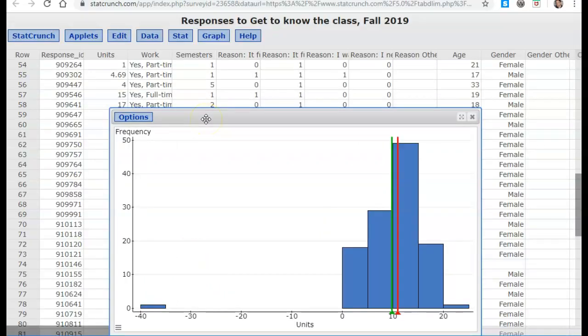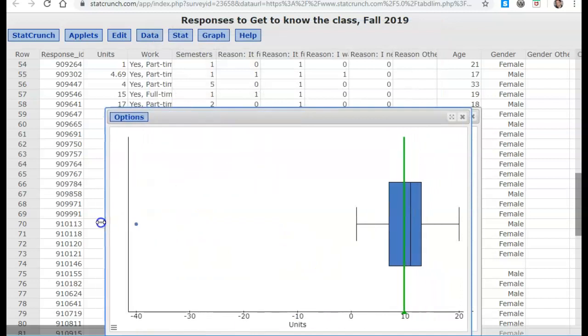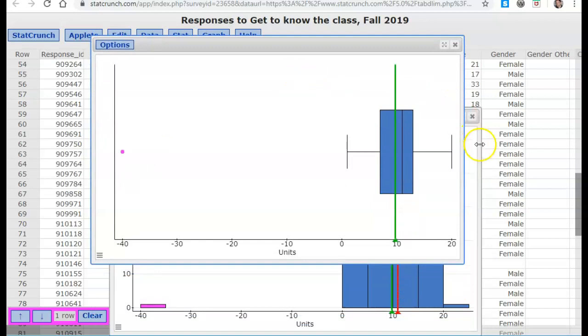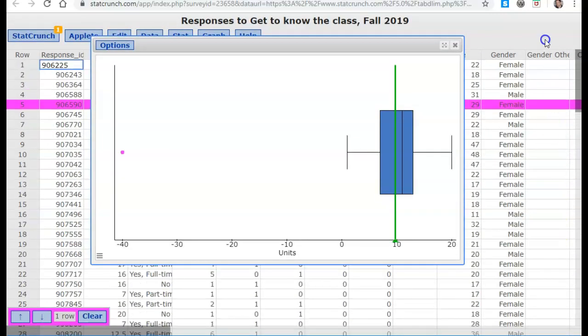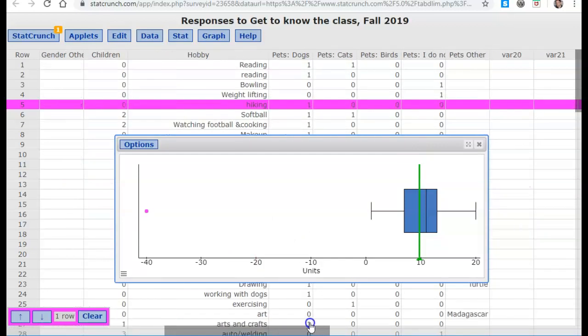If we make a modified box plot, we can see that negative 40 is an outlier, and we can identify all of the responses that individual gave.